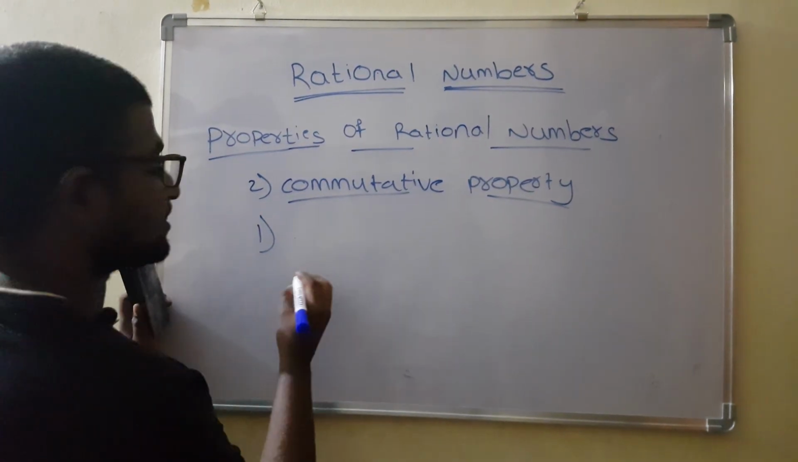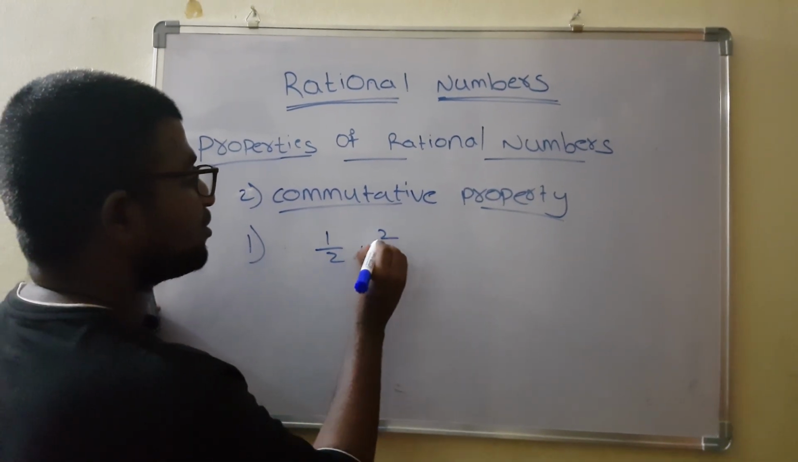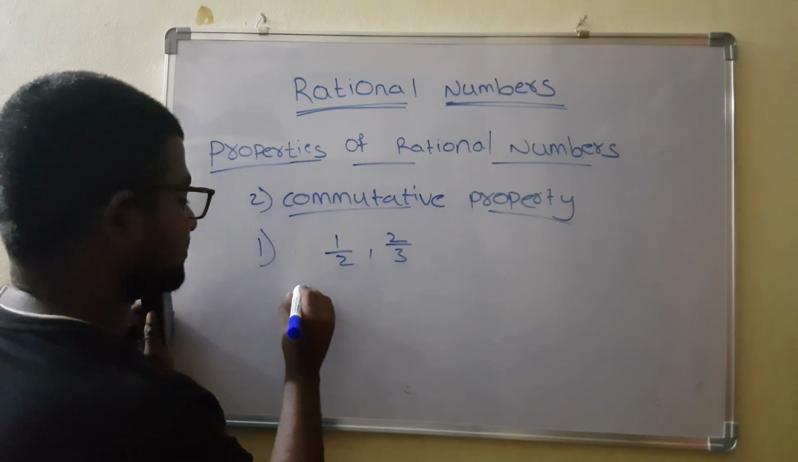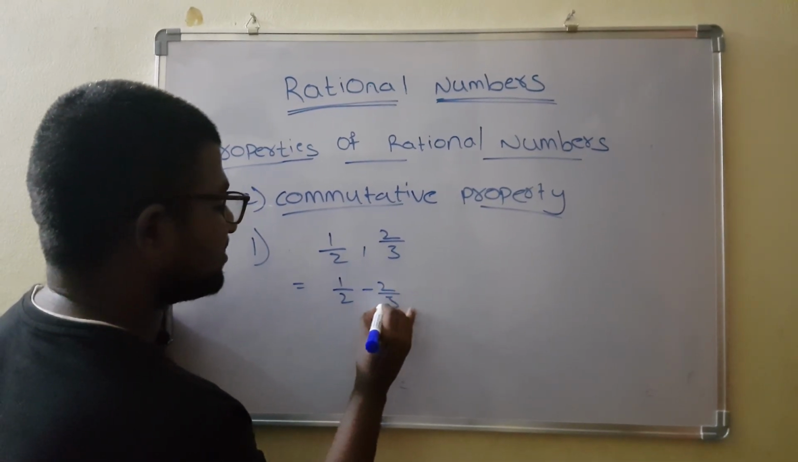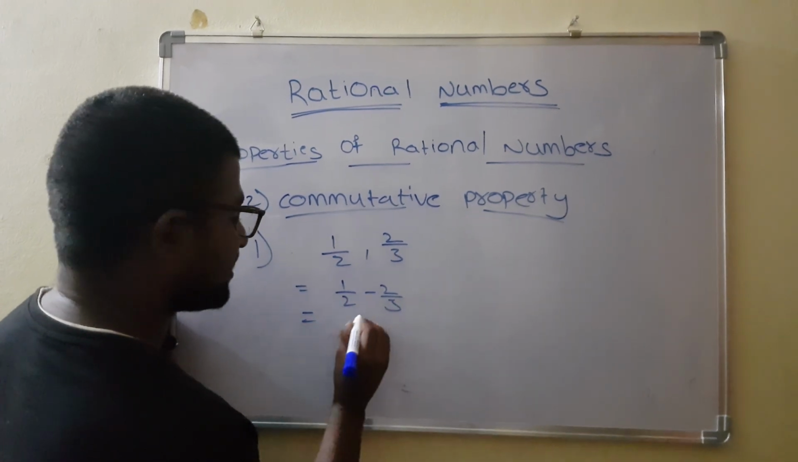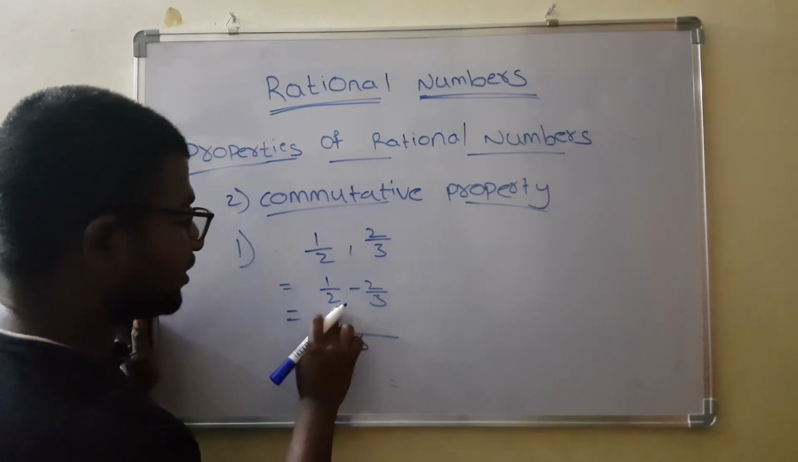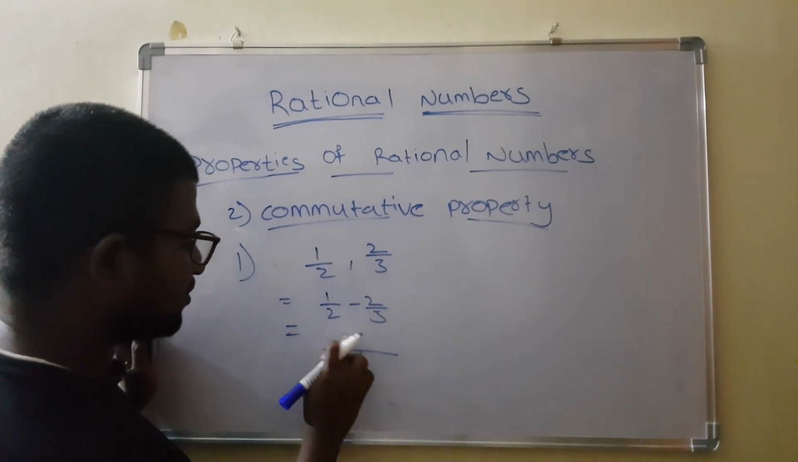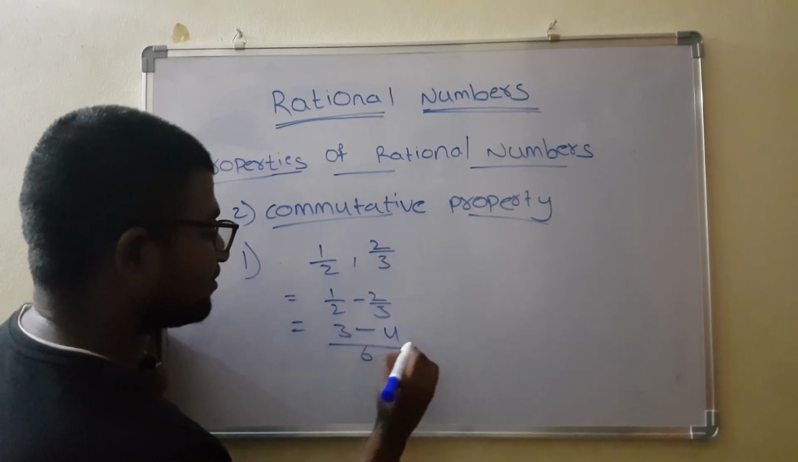Commutative property in subtraction. Consider two rational numbers, 1 by 2 and 2 by 3. By subtracting these two rational numbers, 1 by 2 minus 2 by 3, what do we get? By taking the LCM of 2 and 3, we get 6. That is 3 by 6 minus 4 by 6. What do we get?